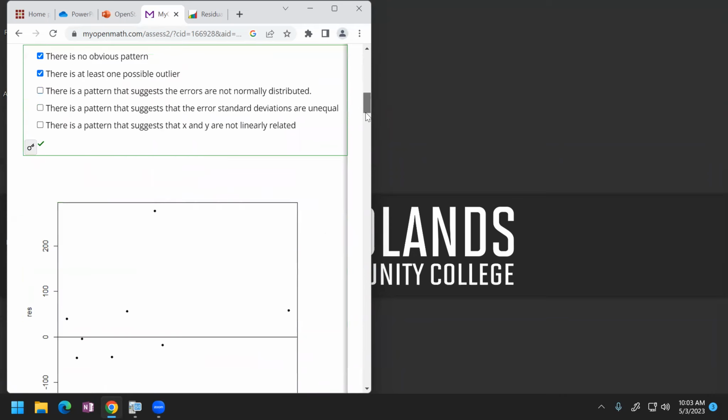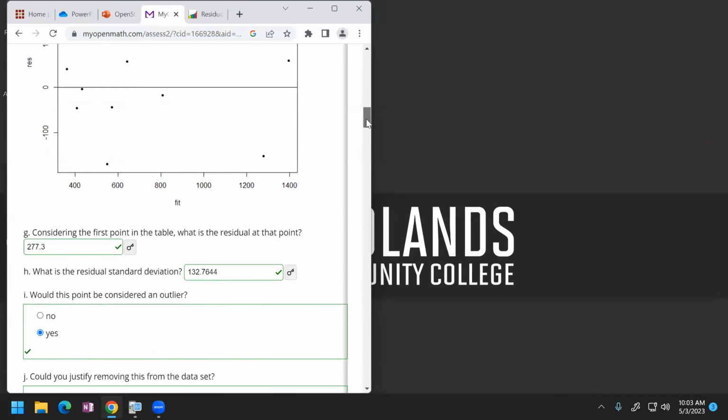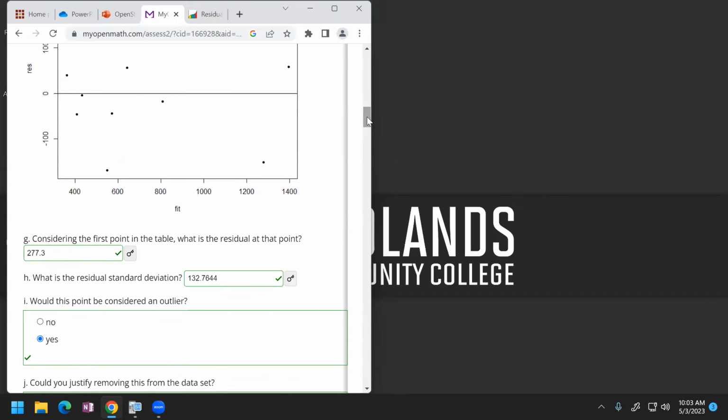There's the test statistic, isn't it? It asks you to find the residual for the first point. So we did that, didn't we? The residual for the first point, the y hat was 772.7, and the residual is 277.3. And it asked me for the standard deviation, which was calculated when I calculated a linear regression test, which was 132.7644.